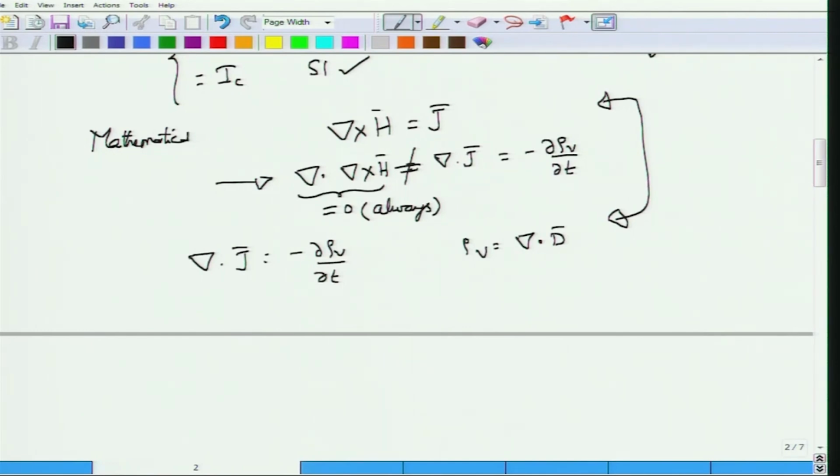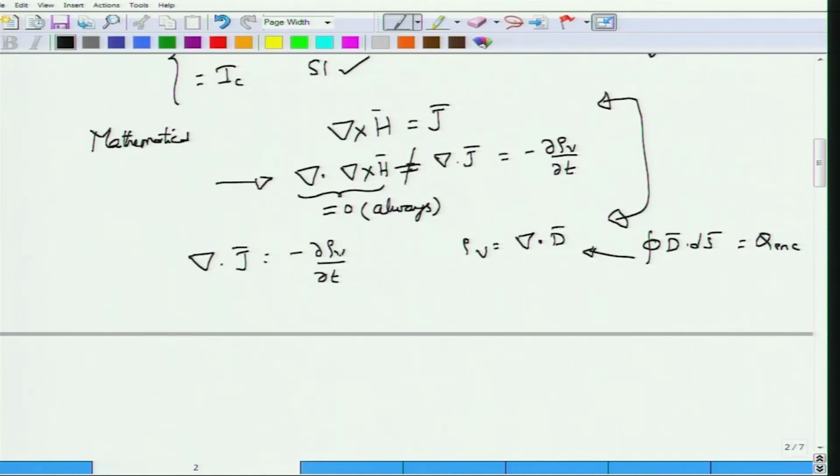Divergence of the electric flux density gives me the charge distribution at that particular point, correct. This is coming from Gauss's law, which states that if you integrate the electric flux density over a closed surface, this would give you the total charge enclosed, right. The point form of this is this expression.